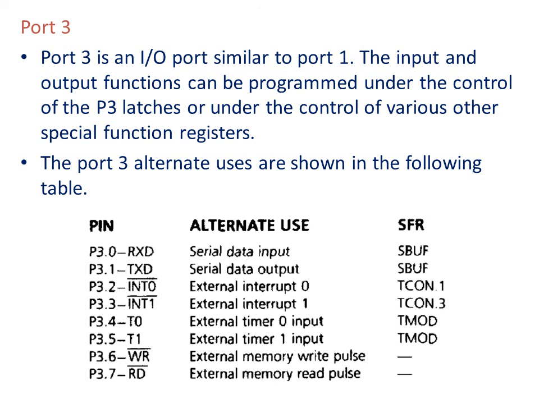With this we can say, unlike port 0 and port 2, which can have external addressing functions and change all 8 port bits when in alternate use, each pin of port 3 may be individually programmed to be used either as IO, that is input output, or as one of the alternate functions as shown in the table.